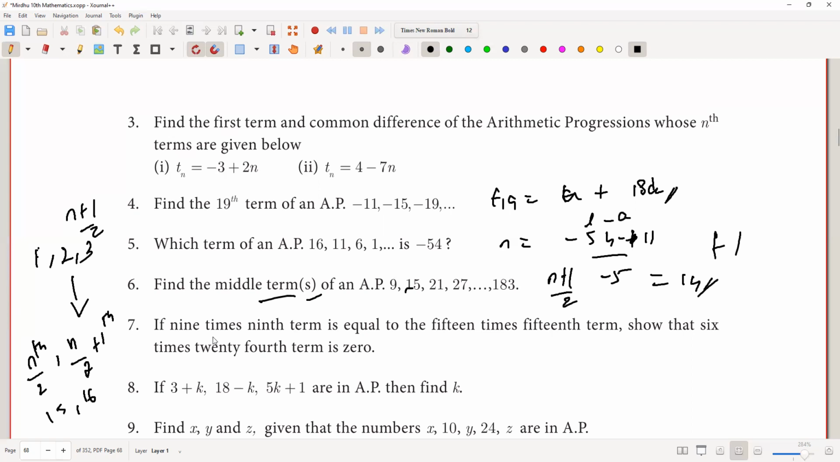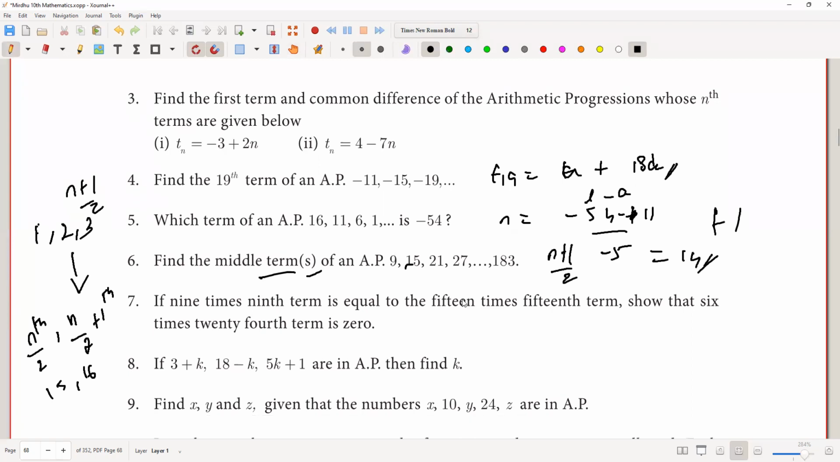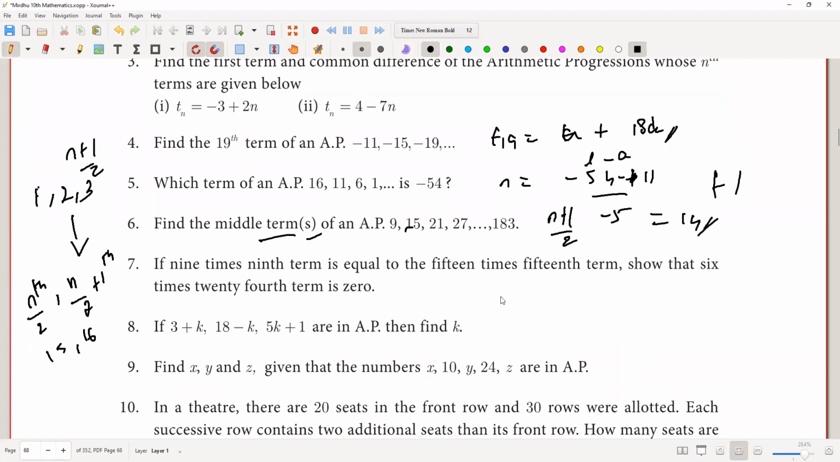If 9 times the 9th term is equal to 15 times the 15th term, show that 6 times the 24th term is 0. So 9 into T9 equal to 15 into T15. What we have to show? 6 times the 24th term, 6 into T24 equal to 0. Just substitute it, try to get the result.